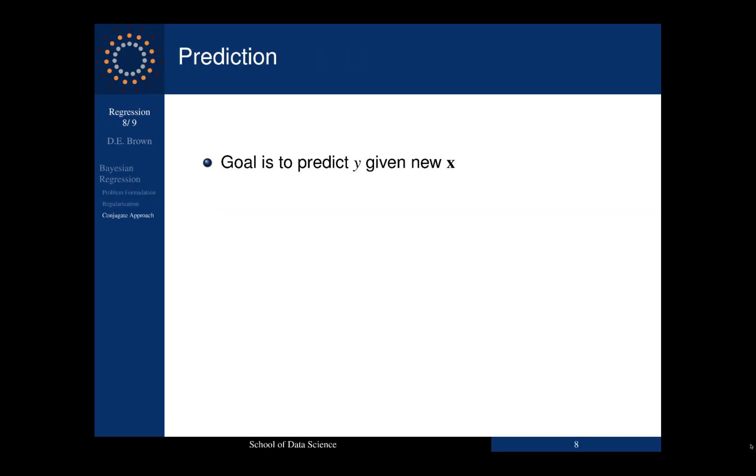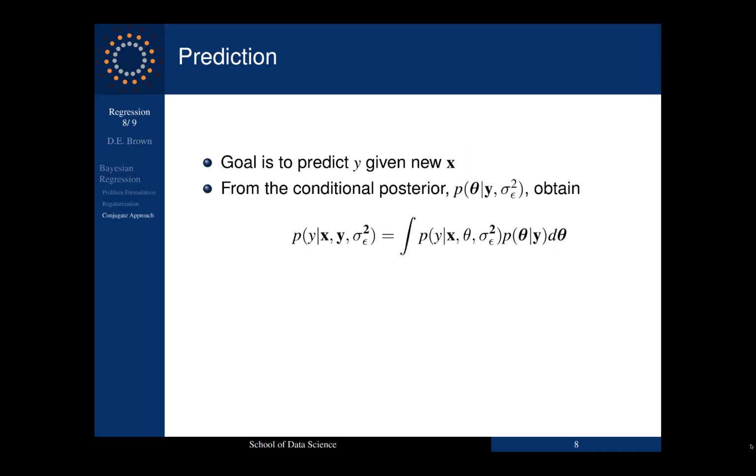With the posterior distribution for theta, we can now do things like prediction, where we can actually estimate how good the prediction is. So our goal is to predict some new value y given a new x, and I'm showing this as a lowercase x to indicate that we have, for instance, one row in a data matrix that's brand new, and we want to predict the new value for y given that. So from the conditional posterior that we found for theta, we can obtain the value for this prediction of y now with the new value of x.